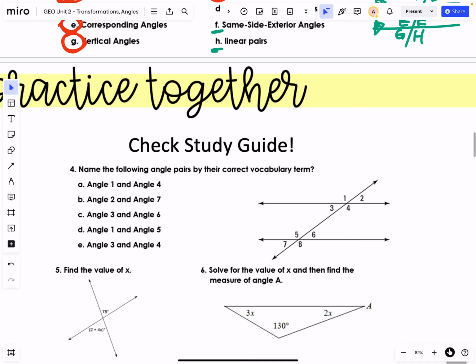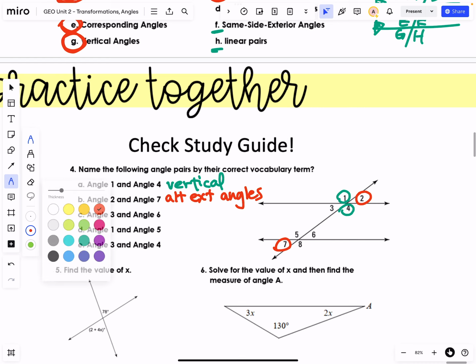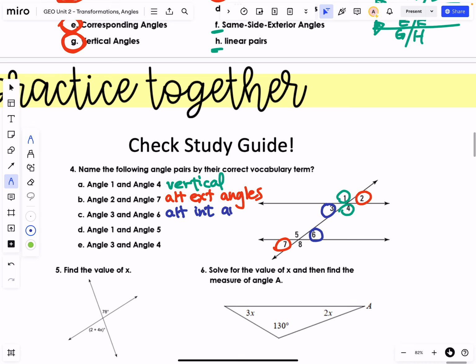All right, angles 1 and 4. These are vertical angles. Angles 2 and 7: they're on the outside and they're not on the same side of the transversal. One's on the left and one's on the right. So these are alternate exterior angles. Angles 3 and 6: they're on the inside and not on the same side of the transversal. So these are alternate interior angles.